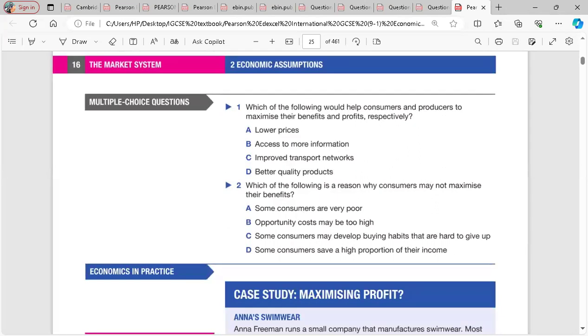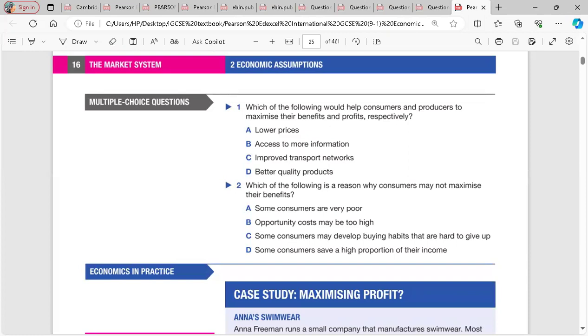For the multiple choice question, it said, which of the following would help consumers and producers to maximize their benefit and profits, respectively? Access to more information. Is it correct? Thank you. That's the answer.